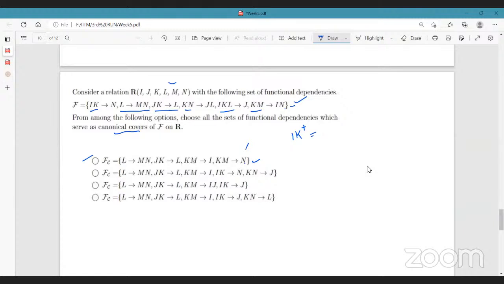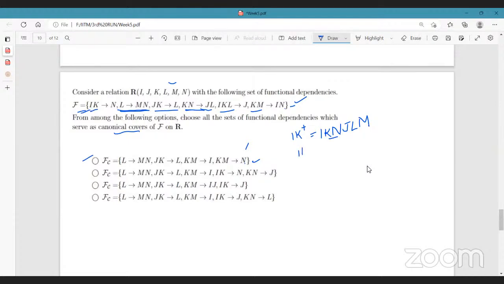So we'll take the closure of IK and let's check in the parent functional dependency set. So we get IK determines N, then K, we are getting KN, right? So KN determines JL. So we get JL. So L determines MN. N we already have, we'll get M. So IK+, the closure of IK, determines all the attributes.